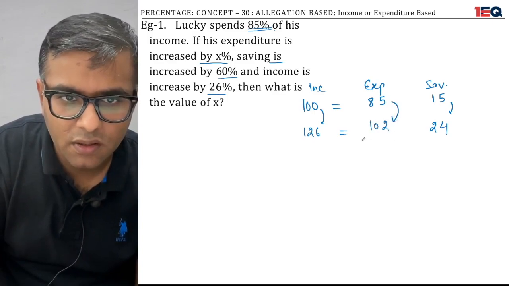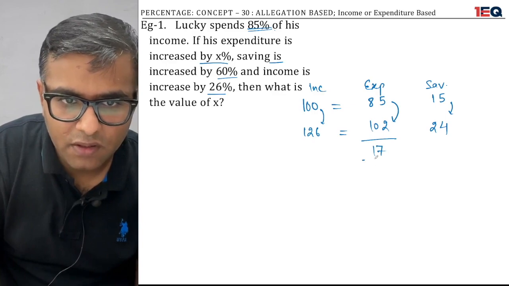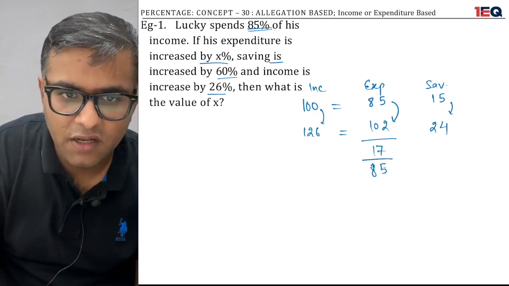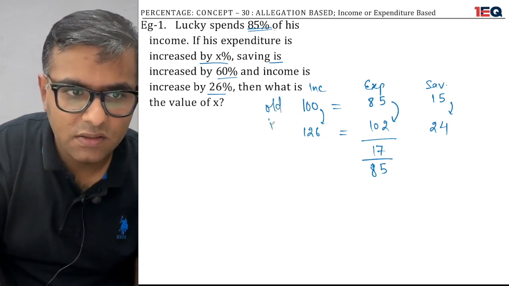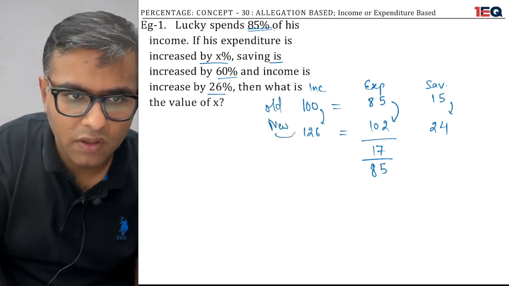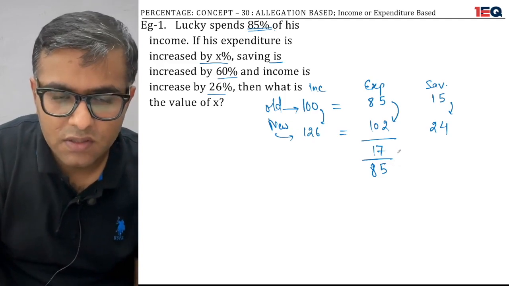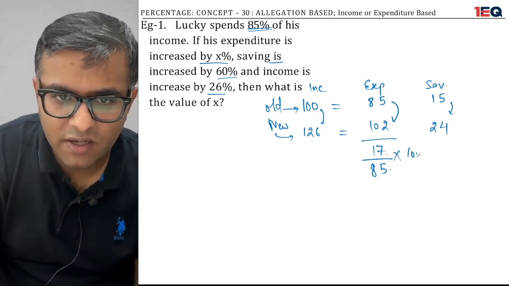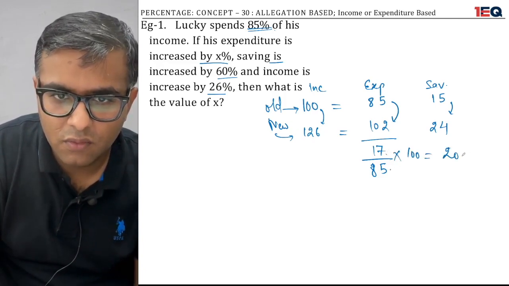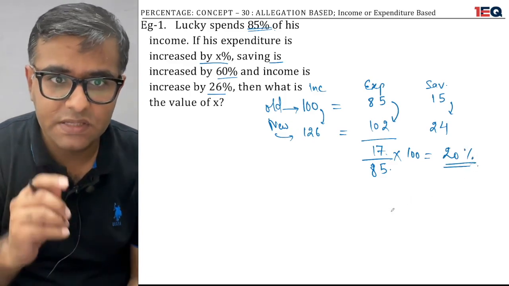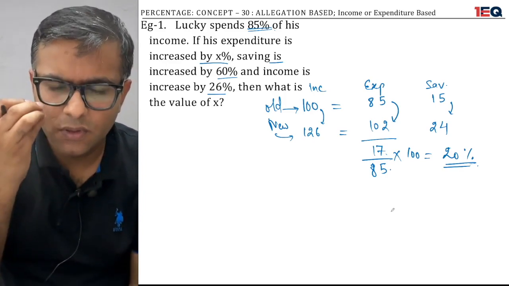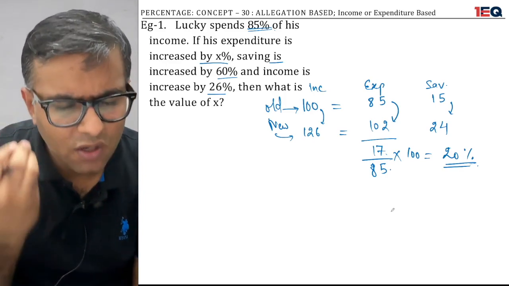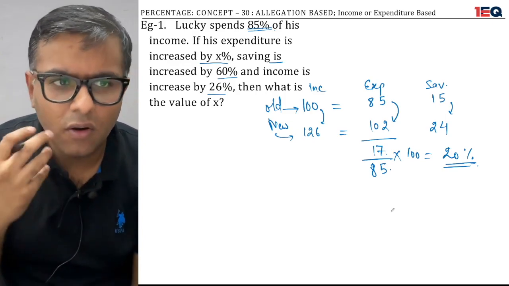Just look at it. The difference is 17, and the base is 85, the old expenditure, and this is the new one. So 17 upon 85 multiplied by 100 would give you 20%. So be focused, stay sharp. These questions are easily doable. Do not get fixated on solving questions with the help of allegation all the time.